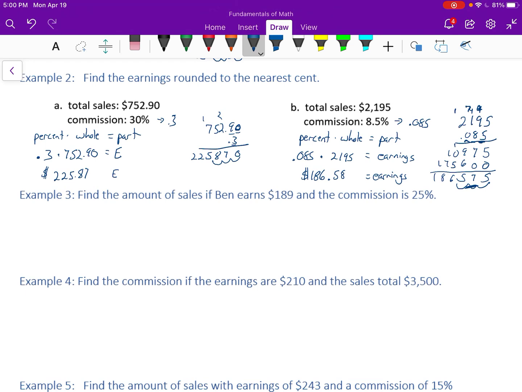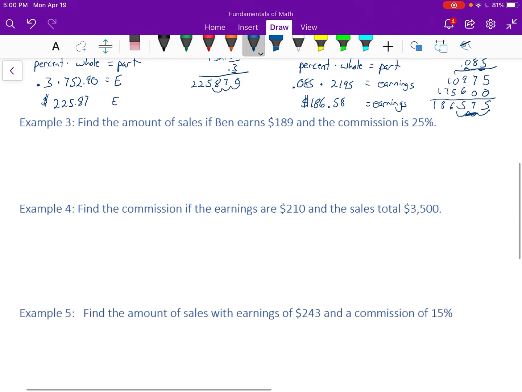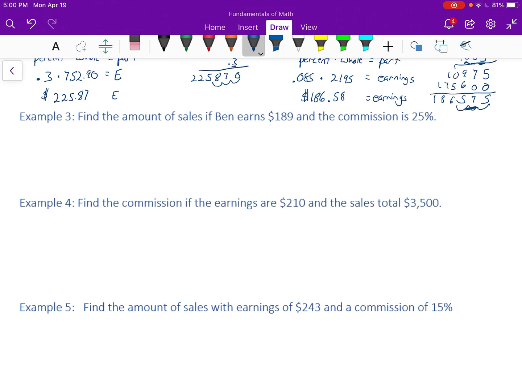All right. Let's take a look at the last three here. Find the amount of sales. Oh, this is different. This time we're finding the amount of sales if Ben earns $189 and the commission is 25%. So we have percent times whole equals part.